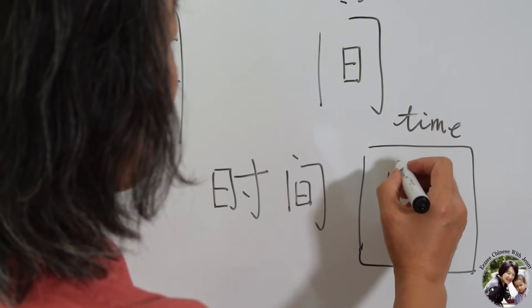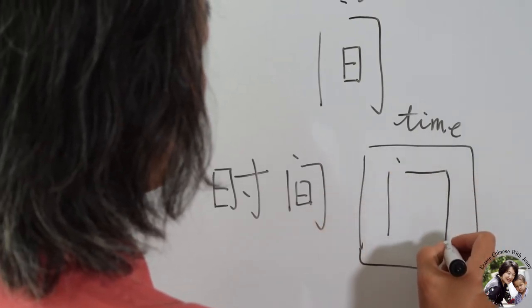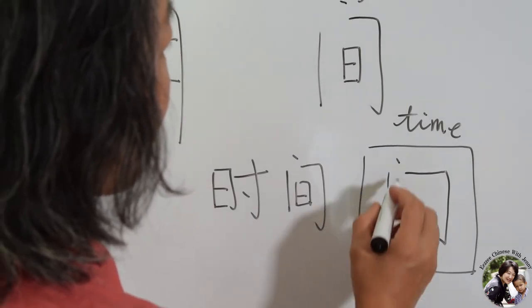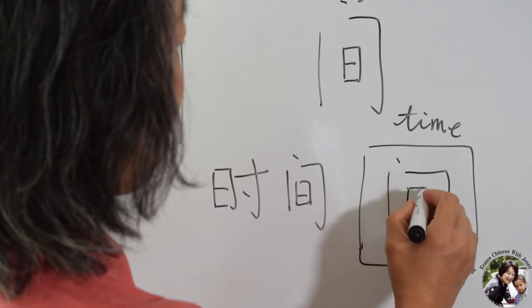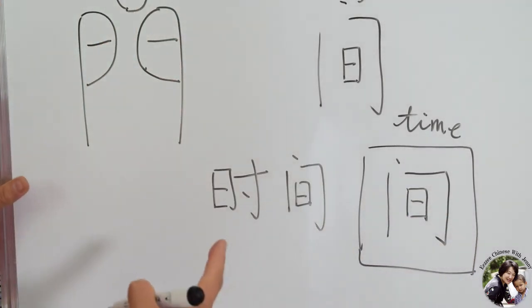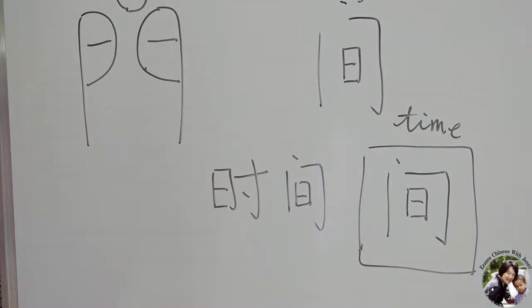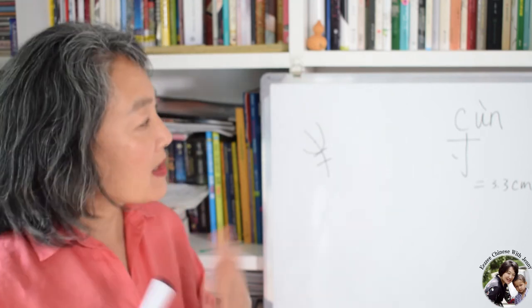数 点, 横, 折, 勾. There is a gap here. And the sun. 间, time, or gap. Okay, we have just talked about the measurement of time.